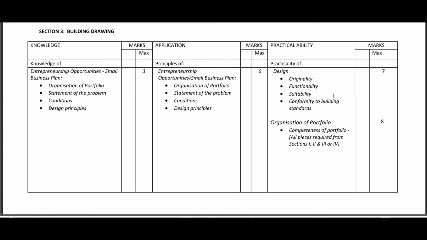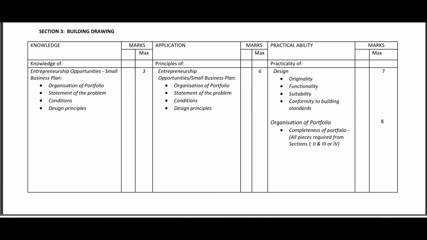Then when it comes to the practical ability side of things, we're marking for the overall arrangement of your portfolio. That is section 1, section 2, and section 3 all put together in your portfolio for your 8 marks. We're marking for the originality, so whether you're not copying from somebody. We're marking for functionality. Alright, functionality meaning that it is suitable.